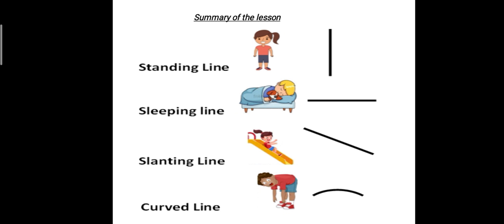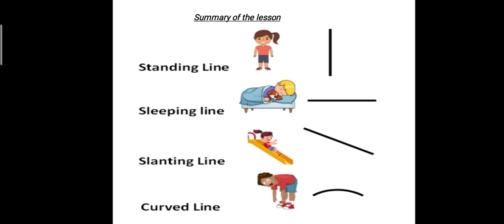Come to the next line. It is a slanting line. See, a girl is enjoying the slide. You have slides in your schools on which you use a stair which is fixed to the slide. You climb up the stair and then you come down by sliding on that slide. So a slide is a very good example of a slanting line.